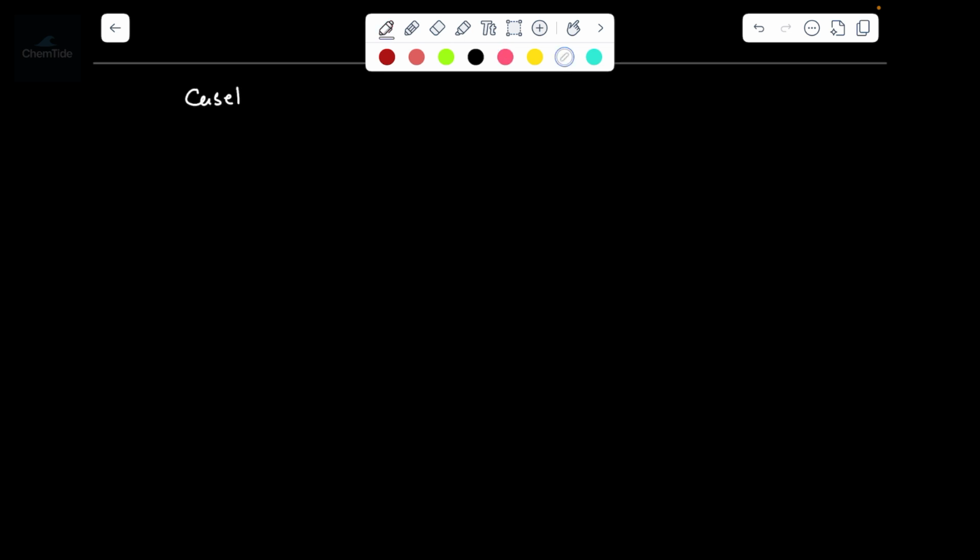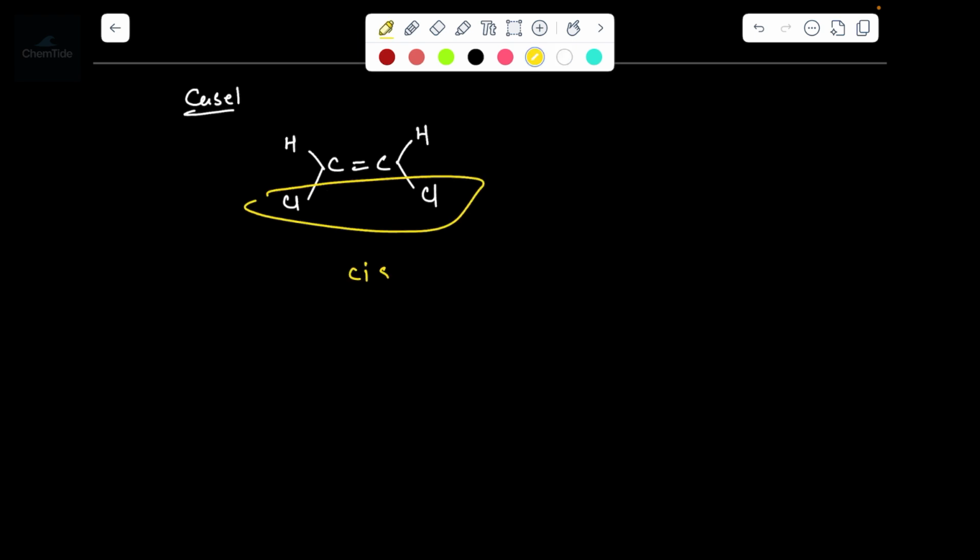Case 1: suppose carbon has a double bond and different substituents, for example hydrogen and chlorine on each carbon. If the same type of substituents come on the same side, the name of the molecule is called cis. If they go in the opposite direction, then the name of this molecule is called trans. These are the geometrical isomer names.